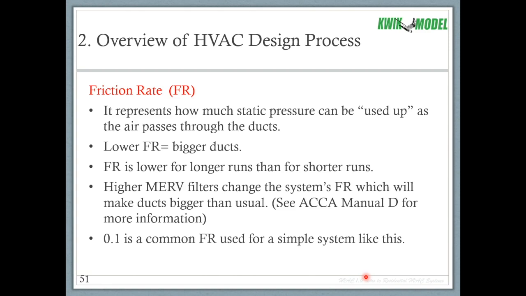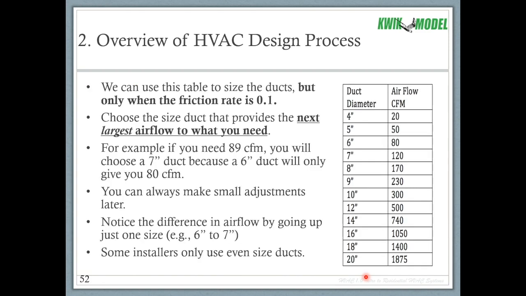It'll be a little bit higher, a little bit lower, depending on whether it's a more or less complex system than this one. So this little table here is an example of the numbers that you would get from a ductulator. This table is based on a friction rate of 0.1. So if your system does not have a friction rate of 0.1, this table is not valid. Choose the size duct that provides the next largest airflow for what you need.